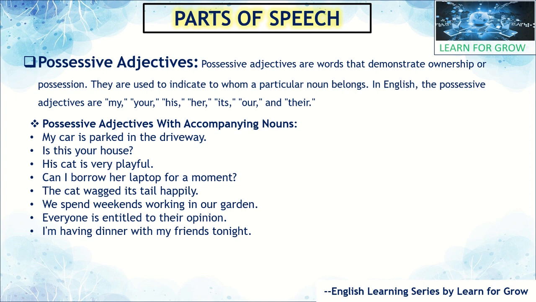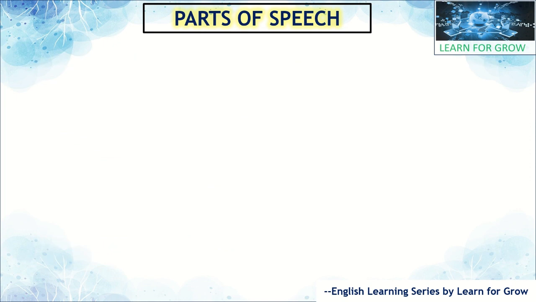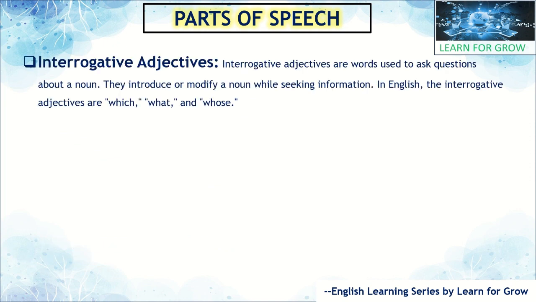I am happy, I am having dinner with my friends tonight. I really like your idea for the project. She wore her grandmother's necklace. Right? These are the possessive adjectives. Okay, let's see the interrogative adjectives. Interrogative adjectives are words used to ask questions about a noun. They introduce or modify a noun while seeking information. In English, the interrogative adjectives are which, what, and whose.